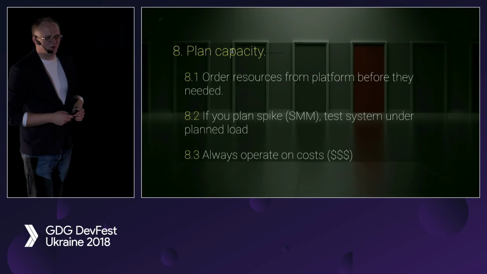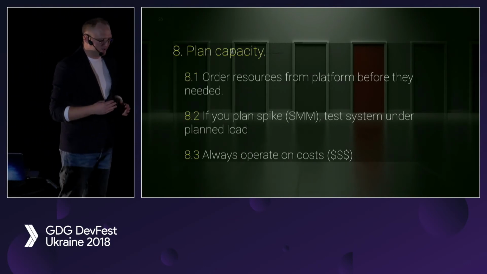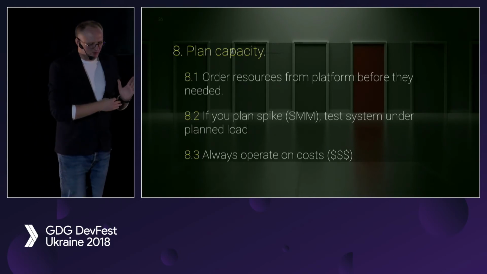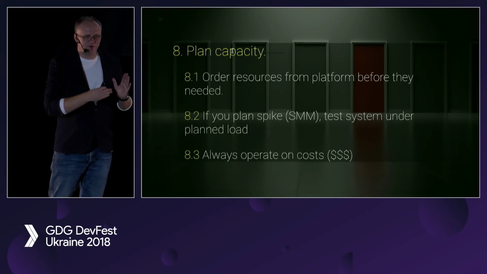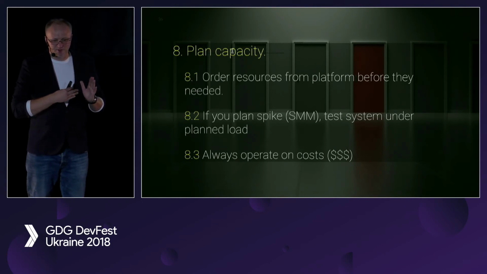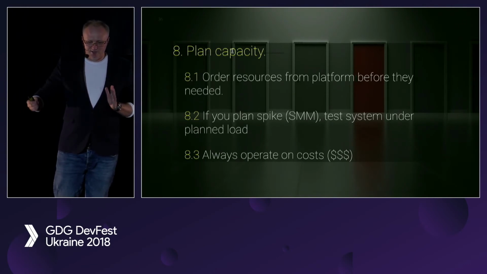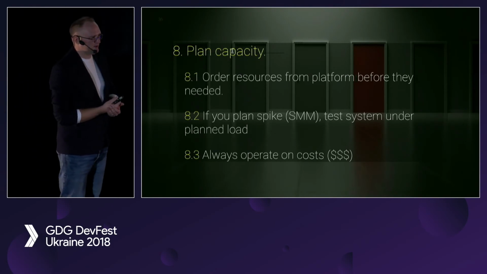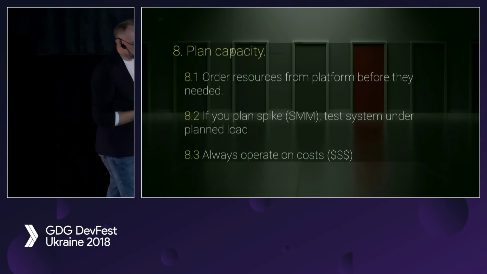Another point is about planning capacity. You should think about what is the target number of users, number of connections, what resources you need, and try to order these resources before that. Don't think that if I have $100, if you pay Google or Amazon, they immediately provide these resources. Unfortunately, it's not working like this.